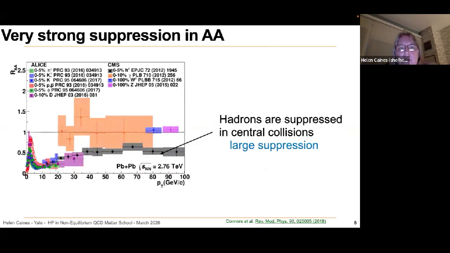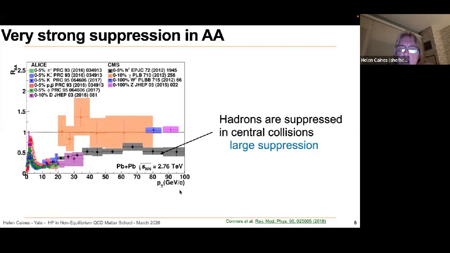And what you see here is, in fact, a very strong suppression. Here you see a combination of the results from the LHC in central lead-lead collisions, so the most overlapping collisions. And as you can see, the hadrons, so there's lots of them here, pi, K, p, basically all charged particles that we make that are formed out of quarks and gluons, are very heavily suppressed, even up to 100 GeV. The ratio is about a factor of 2 to 5 smaller than you would expect from a PP superposition.